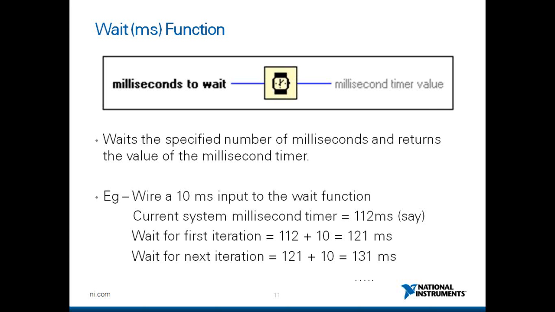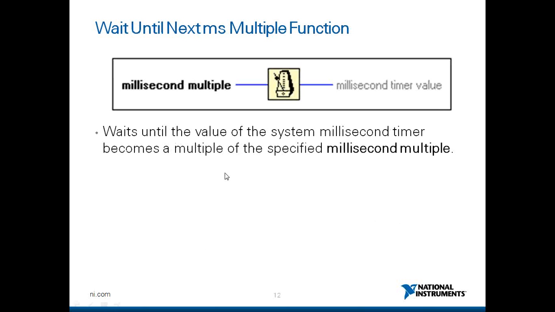So it does not really take the system time into consideration. It does not recognize the system time. Whatever it is, it just adds a 10, irrespective of what the timer is. Now, if you have understood this particular function, the next function, wait until, you can see the contrast in what the wait until next millisecond multiple function really is.